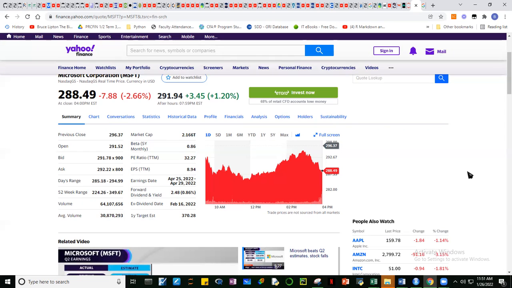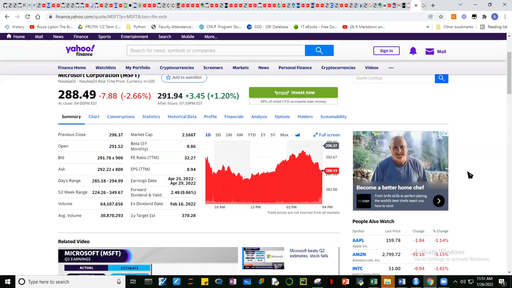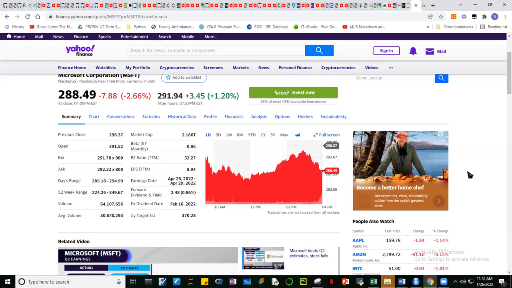So for example, guys, let's say the beta is only 0.1. A 0.1 beta means that if the market goes up by 10%, that stock will only go up by 1%. If the market goes down by 10%, that stock will only go down by 1%. Okay, so it moves with the market. Up the market, up the stock. Down the market, down the stock.